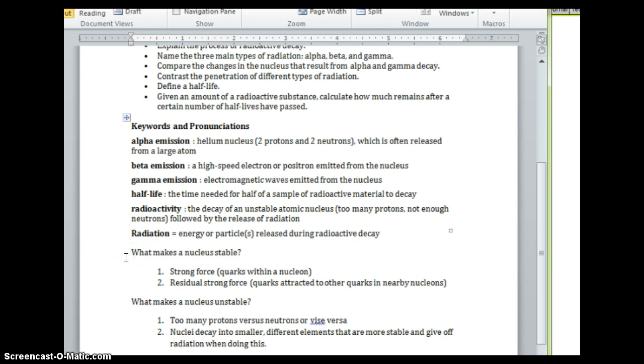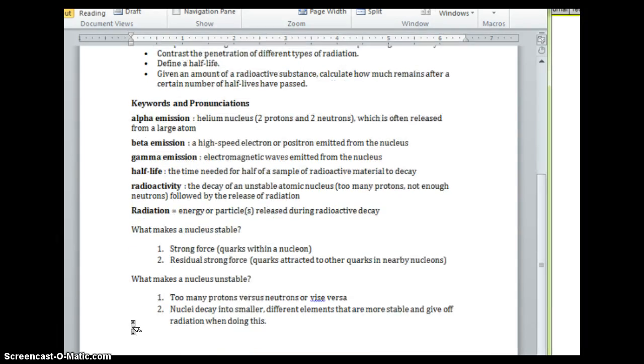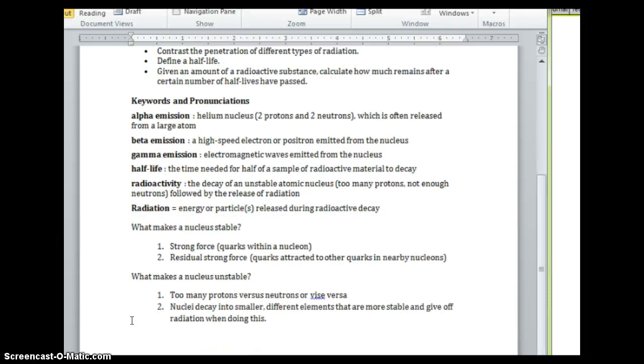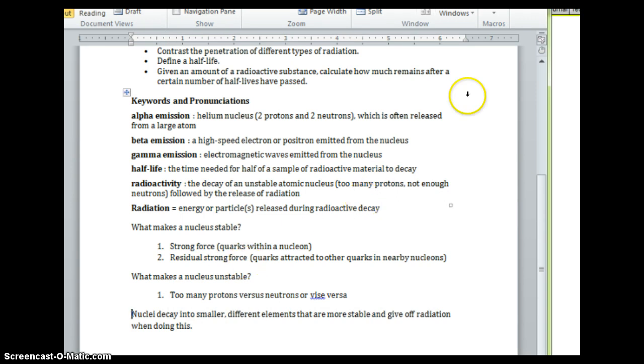What makes a nucleus stable? A strong force, so quarks within a nucleon. Remember, a nucleon is a what? A proton or neutron. What also keeps a nucleus stable is the residual strong force, so quarks attracted to other quarks in nearby nucleons, or a nearby neutron or proton. What makes a nucleus unstable? Too many protons versus neutrons or vice versa. And nuclei decay into smaller, different elements that are more stable and give off radiation when doing this. I made it its own bullet because that's the result of being unstable.